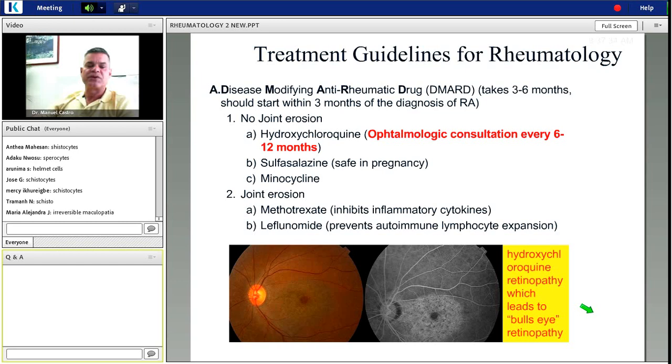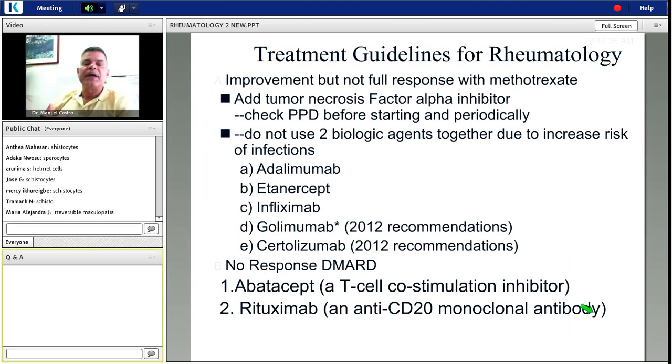Now, let's see what happens here. After you start the patient on a disease-modifying agent, whichever it is, depending on whether the patient had joint erosion or not, you're going to use hydroxychloroquine if there is no joint erosion, or if there is joint erosion, maybe methotrexate, right? Then you assess the patient again, usually anywhere from 6 to 12 weeks.